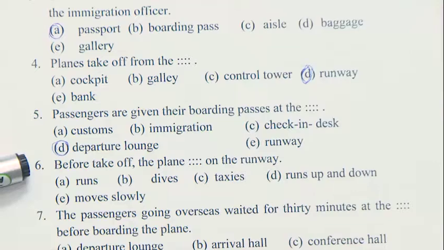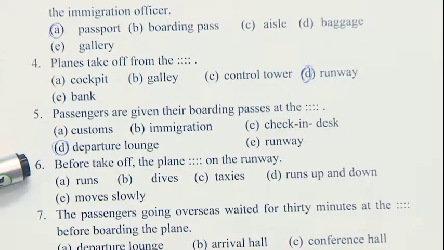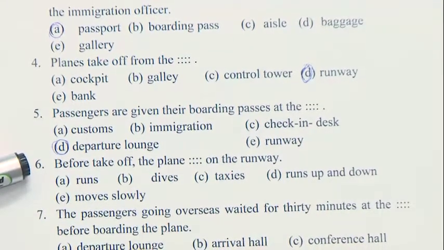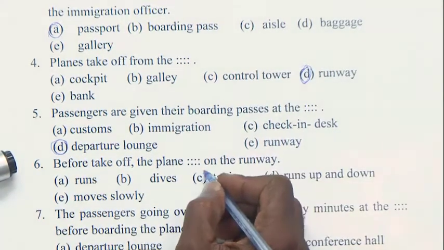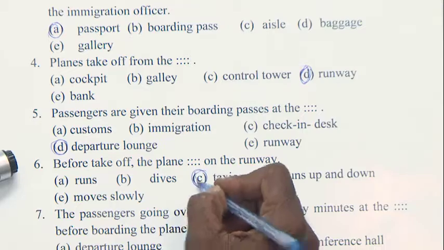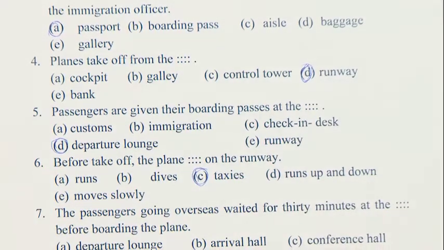Then before takeoff, the plane dash on the runway. What does the plane do? It goes on and on and on, and that movement is called taxiing. So the plane taxis on the runway before takeoff, just in that form.